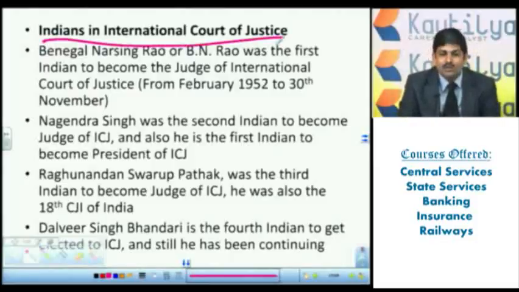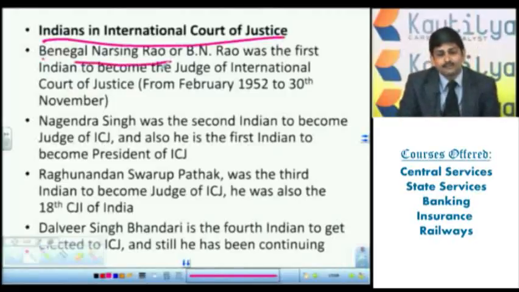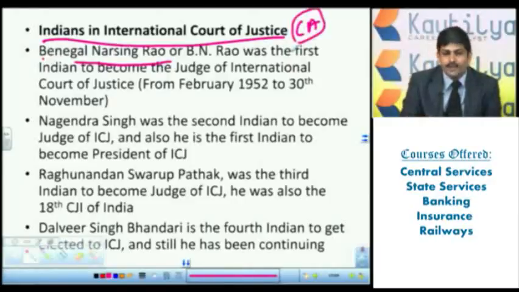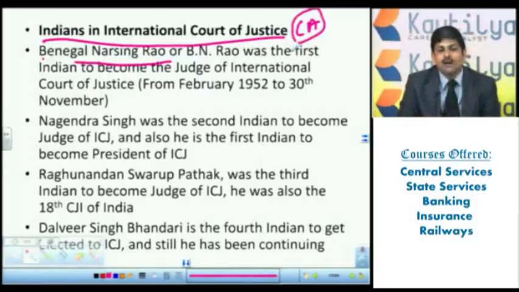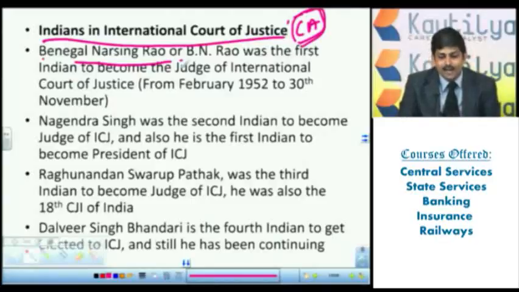Four Indians have contributed in the International Court of Justice. Benegal Narasimha Rao was also the advisor to the Constituent Assembly. The Constituent Assembly is a body which was formed in 1946 to write a constitution for India. For this body, Benegal Narasimha Rao was the advisor. He was the first Indian to become a judge in the International Court of Justice.